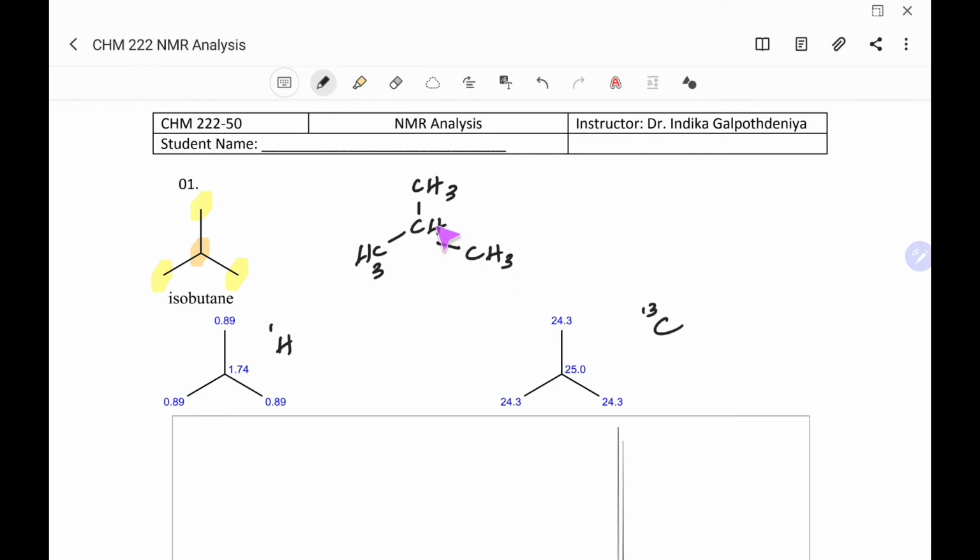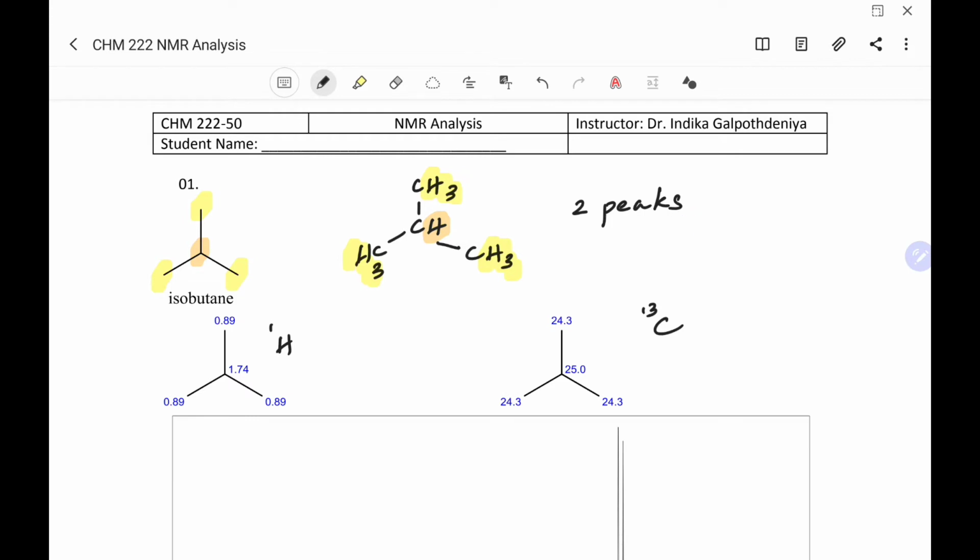The first kind is the hydrogen that you have on the middle carbon, and the second kind is the hydrogen that you have on the CH3 groups. So you have 2 chemically different hydrogens, and you are expecting 2 peaks in your proton NMR.